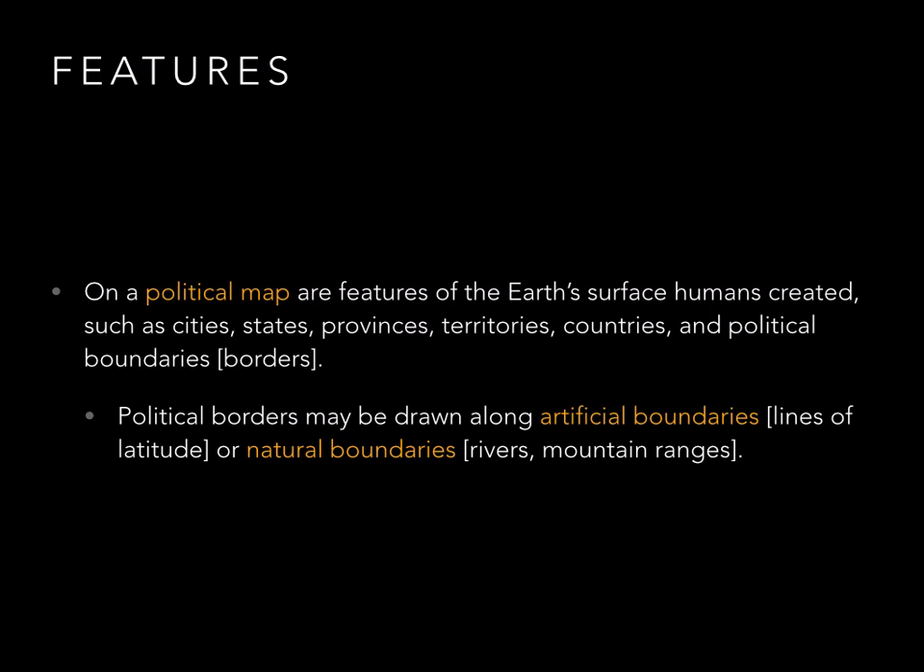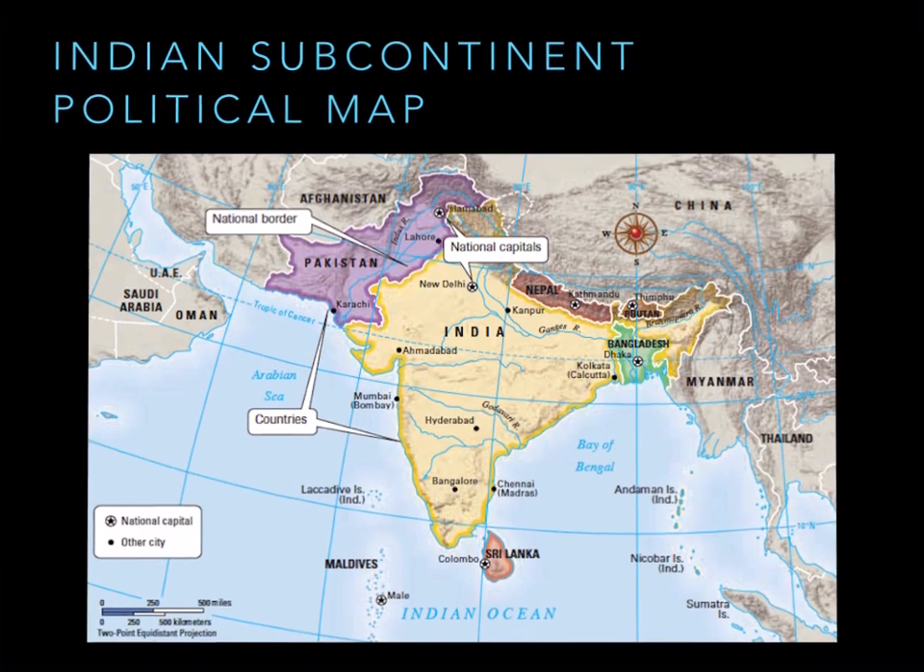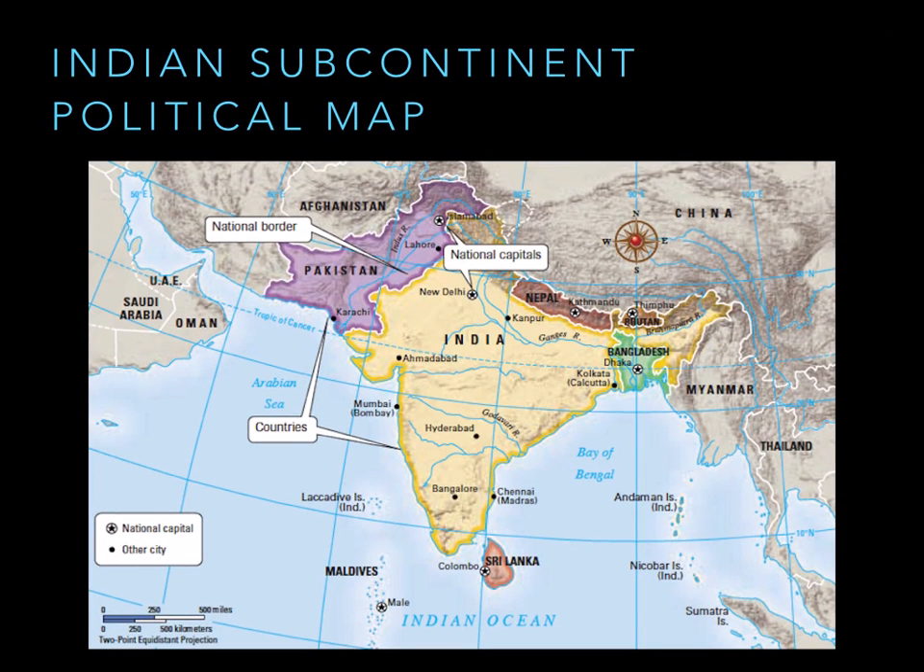A line of latitude separates Western Canada from Western United States. Or a political border may be drawn along a natural boundary, like a river or a mountain range. You find this with the Rio Grande River separating Texas and Mexico. Here's a different view of the Indian subcontinent. This is a political map. And again, you may want to pause for a moment, look at it, and see how it's a little bit different than the physical map.